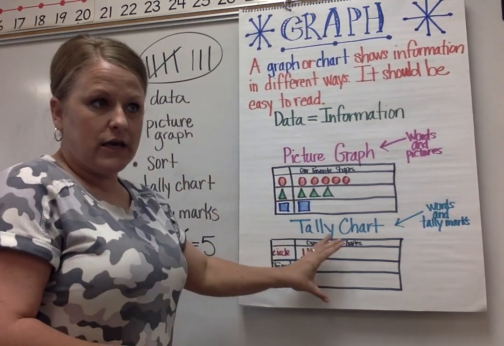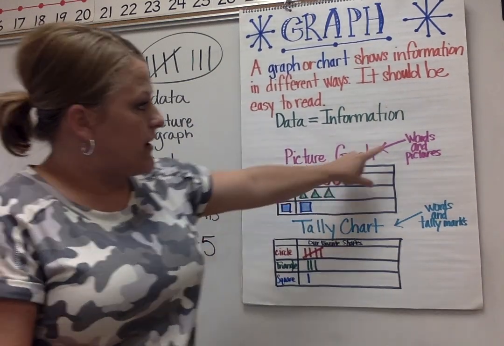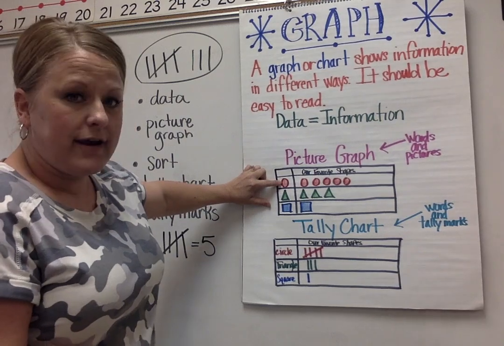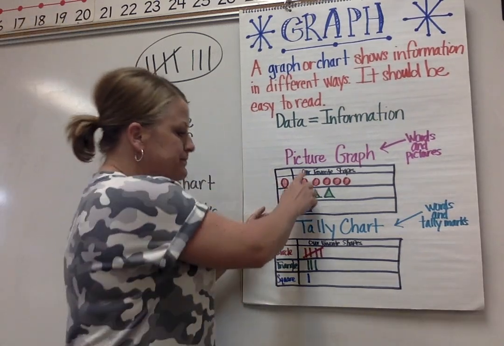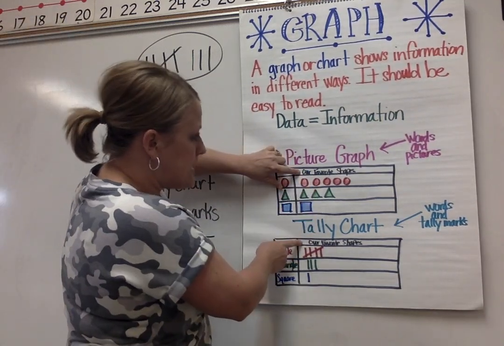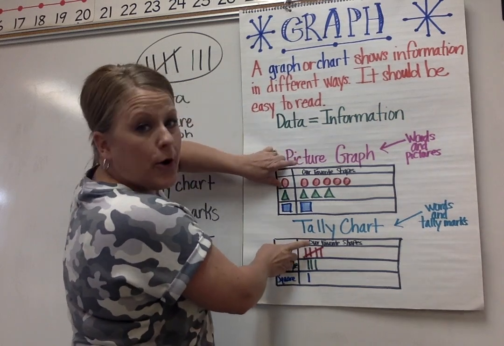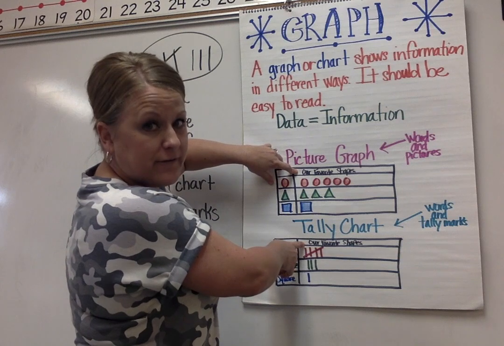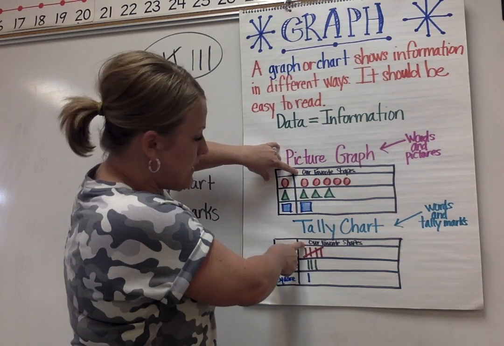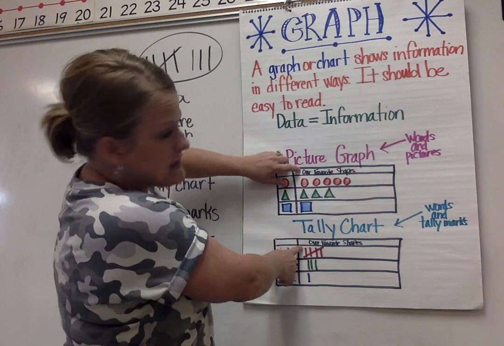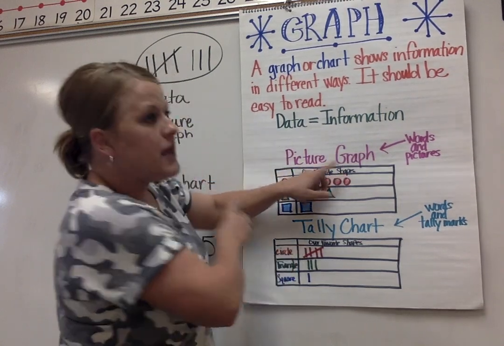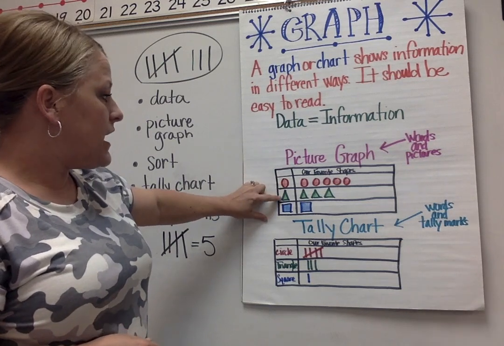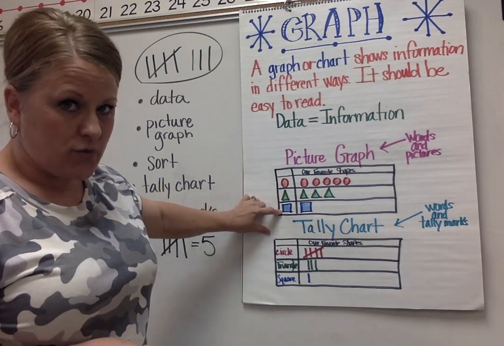I've drawn those here. A picture graph uses words and pictures. So you'll see pictures right here of different shapes. Both of these, this graph and this chart, have the same information on it. They just look different. The information is displayed in a different way. The title of both of these is Our Favorite Shapes. But on the picture graph, I drew a picture of a circle, a triangle, and a square.